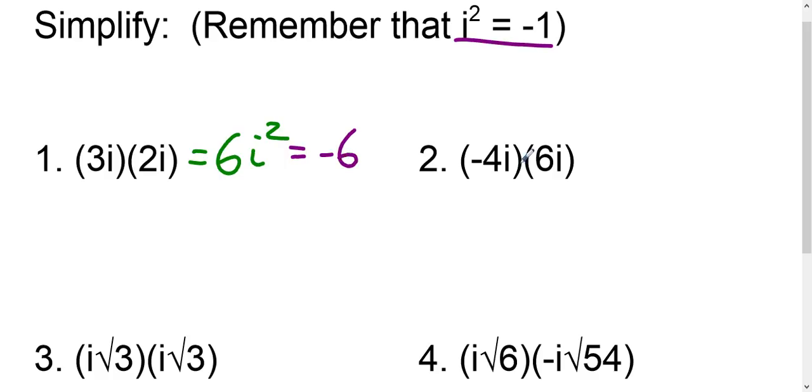Number 2, same thing. You multiply your numbers, and then you multiply the i's. -4 times 6 is -24. i times i is i squared. i squared is -1, so that's like -24 times -1 is +24. i squared just changes the sign. That's all it does. -1 just changes the sign.